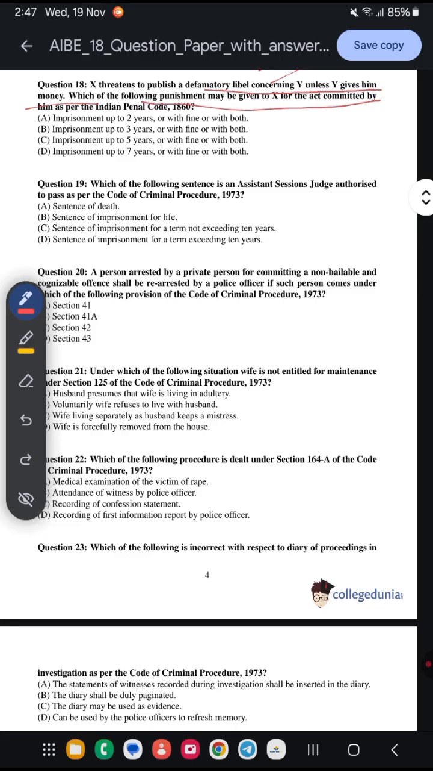Which of the following punishment may be given to X for the commitment of this kind of crime? So this is the question. The direct answer is B, imprisonment up to 3 years with fine or with both. So we can see under section number 503 and 506 of the IPC, threatening somebody for money or something like that, and also gaining through defamation, is considered criminal intimidation under IPC. So this is the answer.